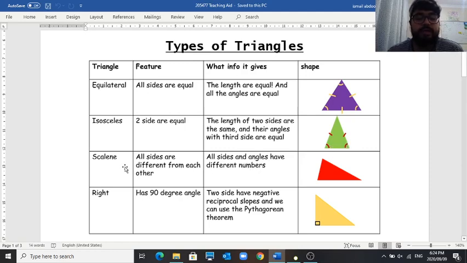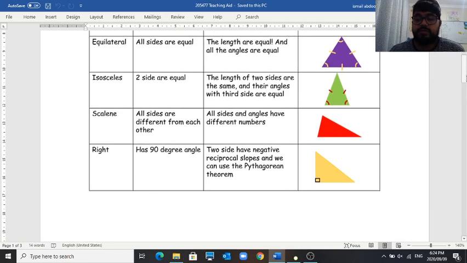And the third triangle that we're going to be looking at is a scalene triangle. In a scalene triangle, all sides and angles are different from each other. And the last triangle that we're going to be looking at is the right-angled triangle. Its prominent feature is a 90-degree angle which sits between the base of the triangle and the height of the triangle.